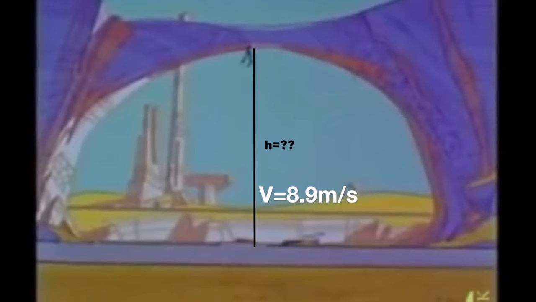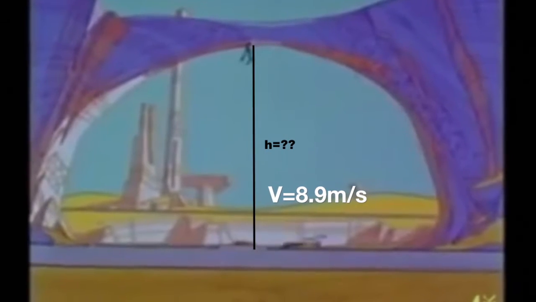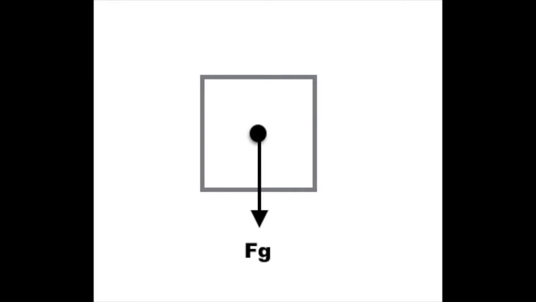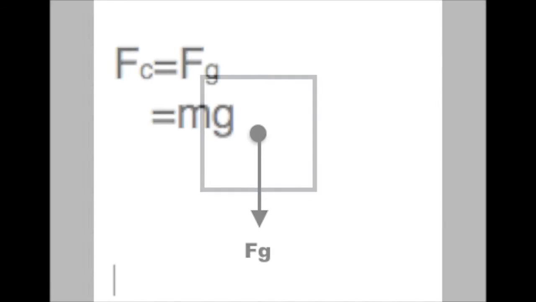If we assume that the two are traveling at the minimum speed required to make it around the loop, and that their velocity was that of the roadrunner, which was 8.9 meters per second, we can calculate the height of the loop. The first step will be to draw a free body diagram. For simplicity, we will do our calculations assuming that they are both at the top of the arc. When this is the case, and they are traveling at the minimum speed required to make it around, the only force contributing to the centripetal force is the force of gravity.